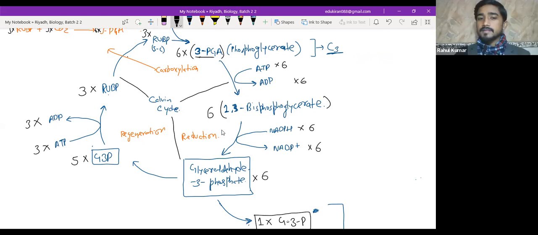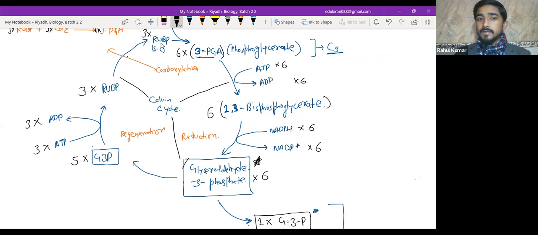And this 1,3 bisphosphoglycerate now is reduced. So the next step is reduction. You have to reduce this 1,3 bisphosphoglycerate by adding hydrogen from NADPH. So NADPH comes, gives hydrogen and becomes NADP. This plus should not be here. NADP, and it becomes glyceraldehyde 3-phosphate. Now this molecule, glyceraldehyde 3-phosphate, is the output, the final product that we get from the Calvin cycle.